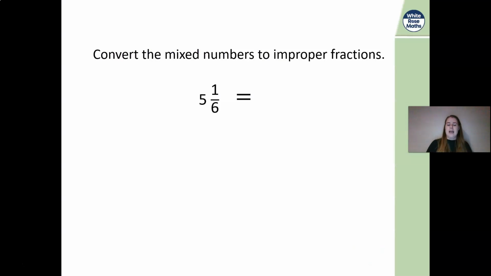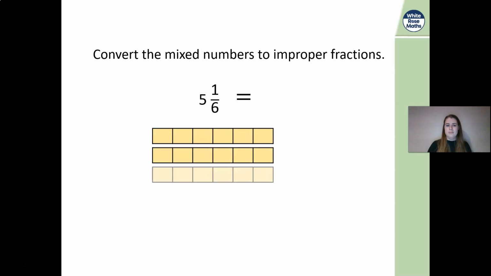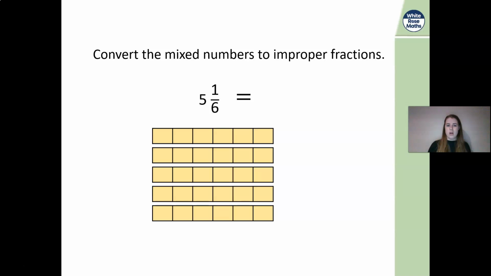Okay, so let's see how we now convert this mixed number to an improper fraction. Okay, so we have 5 lots of 6. We know it's 6 because our denominator tells us how many equal parts. And I need 5 of them. So I've got 1, 2, 3, 4, 5. I have 5 lots of 6. Then I need an extra one left over.